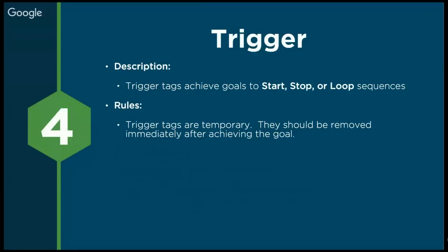The only exception to that rule would be if you don't want that goal to ever be achieved again. Then you could leave the tag on there. But by default, trigger tags are temporary and they get removed immediately after achieving the goal. So the nomenclature here is campaign-sequence-trigger.